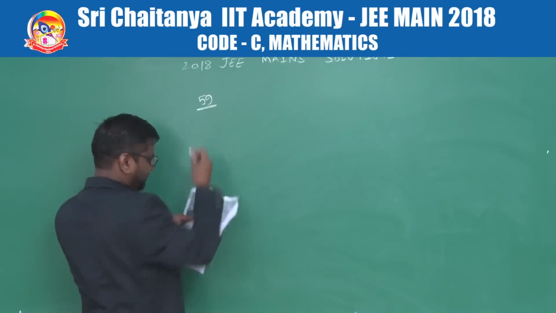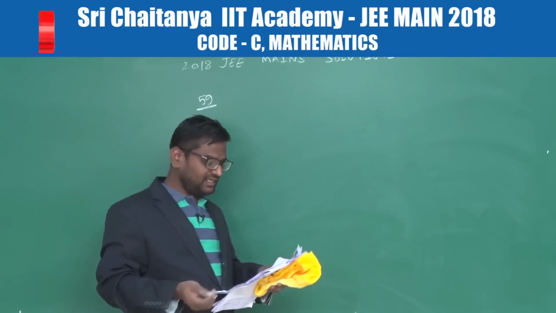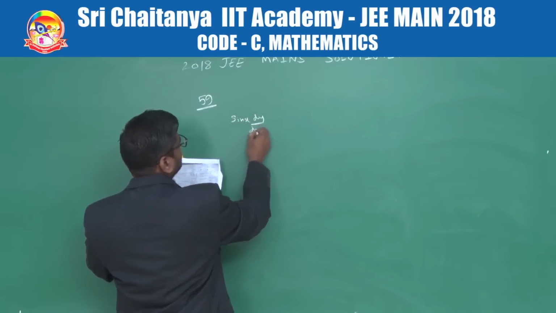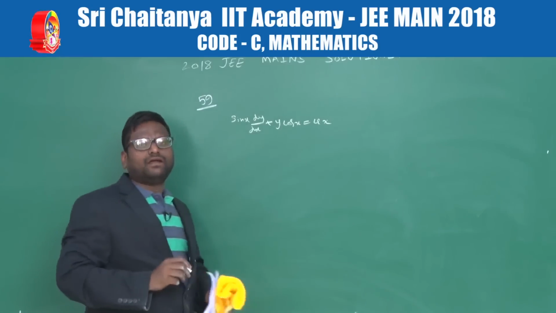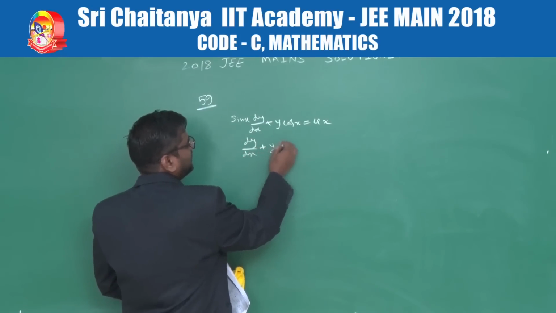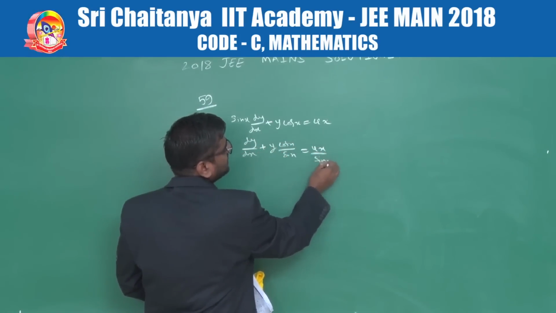Next one, question number 59, a differential equation question, a simple and straightforward linear differential equation: sin x dy by dx + y cos x = 4x. What we can do is divide by sin x: dy by dx + y into cos x by sin x = 4x by sin x.